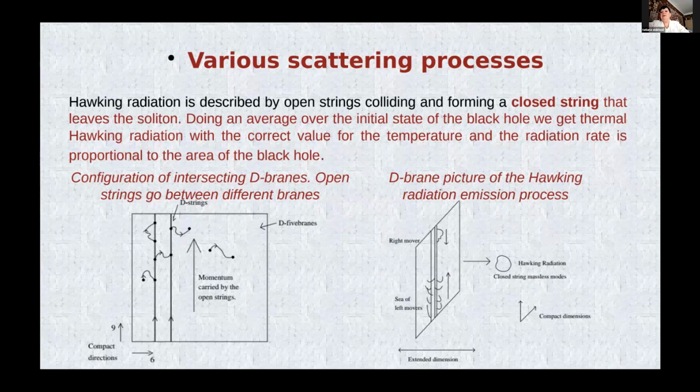In the right hand of this slide, I presented the d-brane picture of the Hawking radiation emission process. We can see that two strings can collide and then they form a closed string that leaves this d-brane, and it is connected with Hawking radiation.